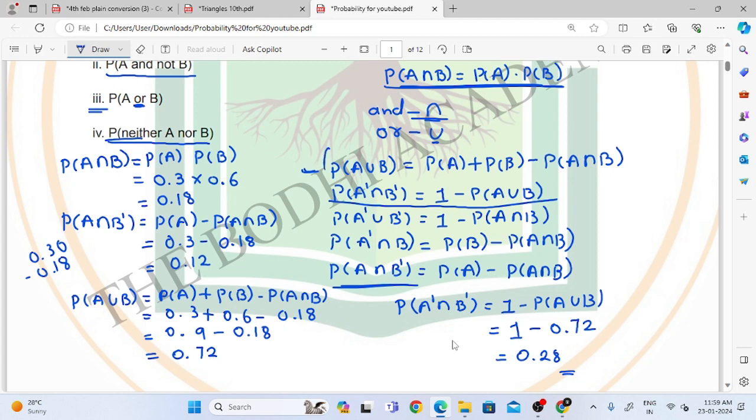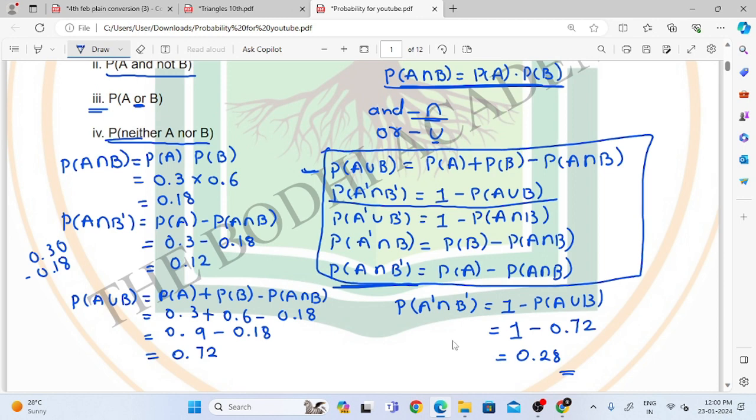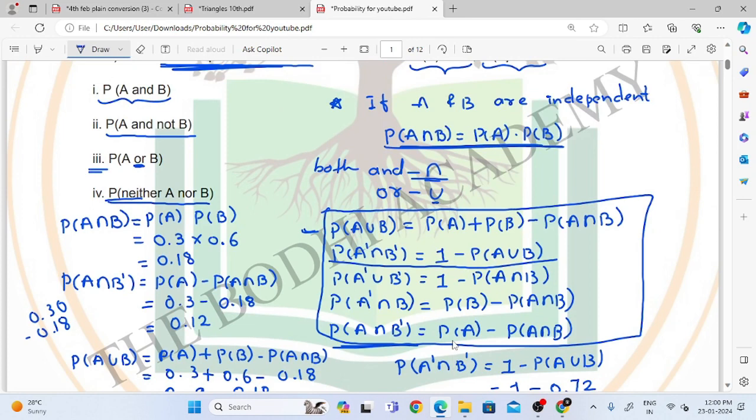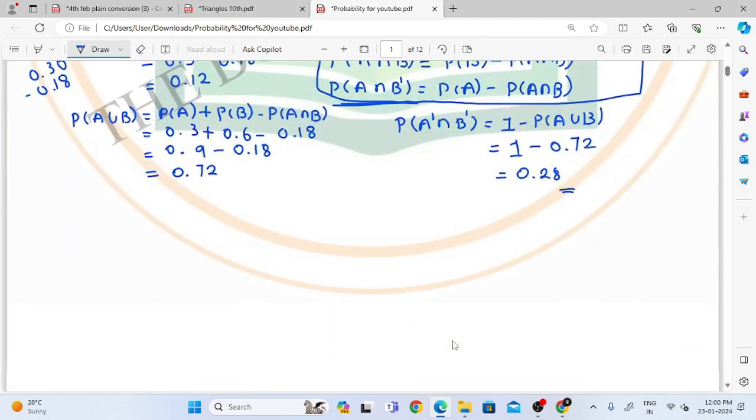Remember these formulas, these are the important formulas to solve the questions. And means intersection, and both also means intersection. Whenever the words both or and come, that means intersection. Or means union. And the important thing is, whenever two events are independent, P of A intersection B is the same as P of A into P of B. Come to the next question.